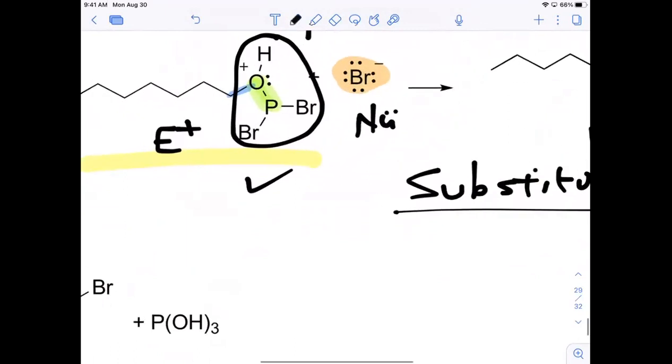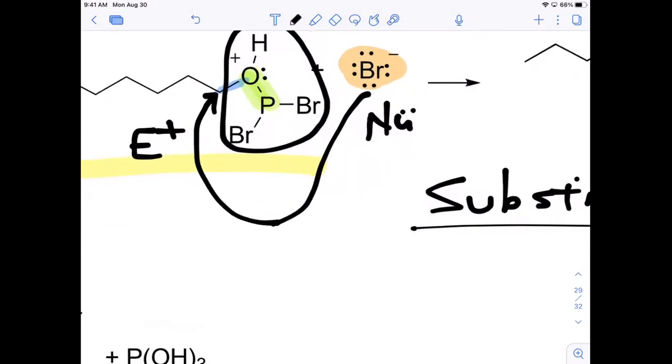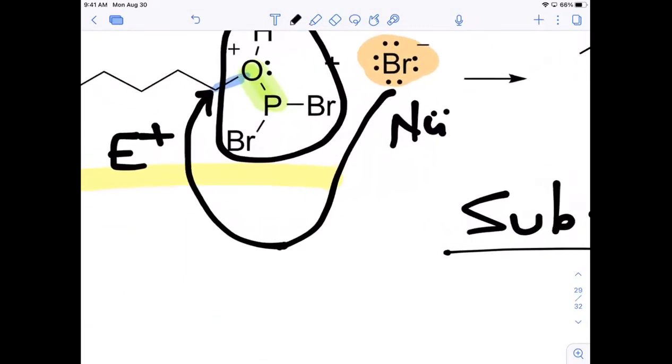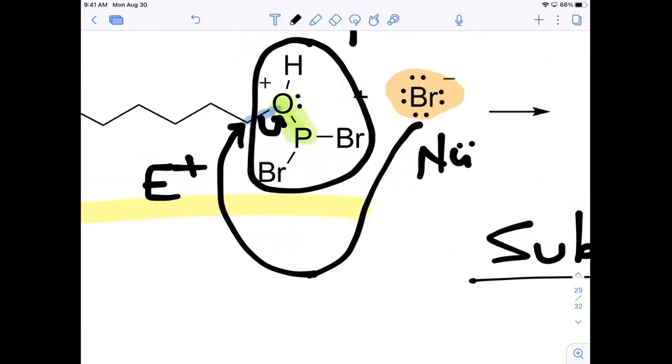All right, so this is going to come in. Let me erase all this other stuff I don't need. This is coming here because it is my nucleophile. Boom, like that. And then I'm going to break the CO bond by giving that pair of electrons to oxygen.